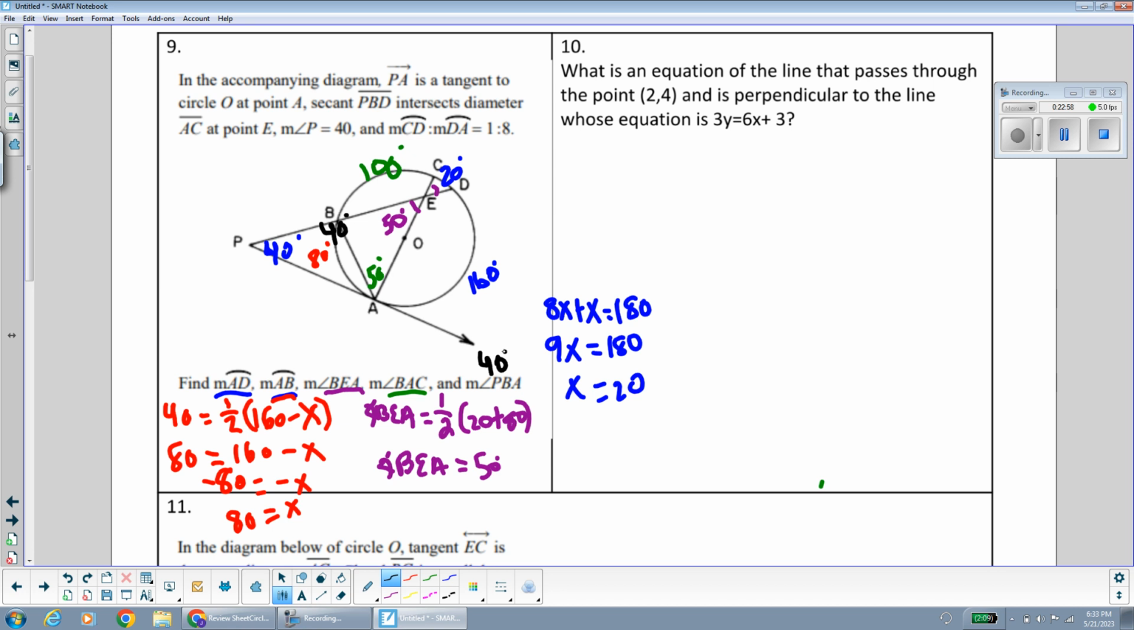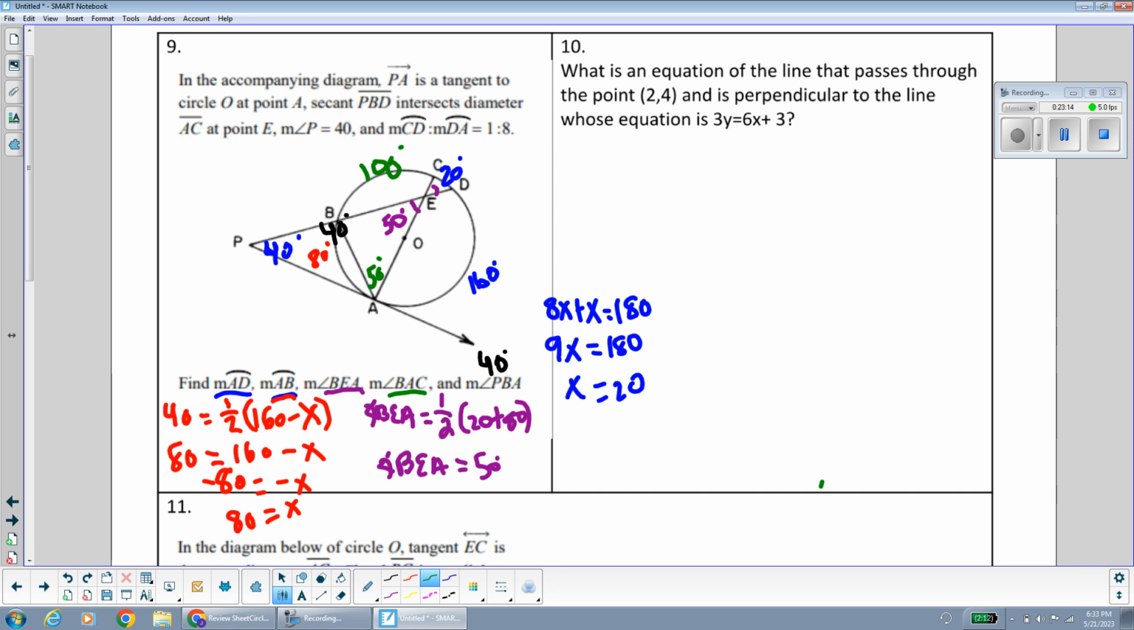There we go. That used a lot of our angle theorems. It used our outside angle theorem. It used our intersecting chord angle theorem with the vertical angles. And it also used inscribed angles. So that used a lot of stuff that we learned about.